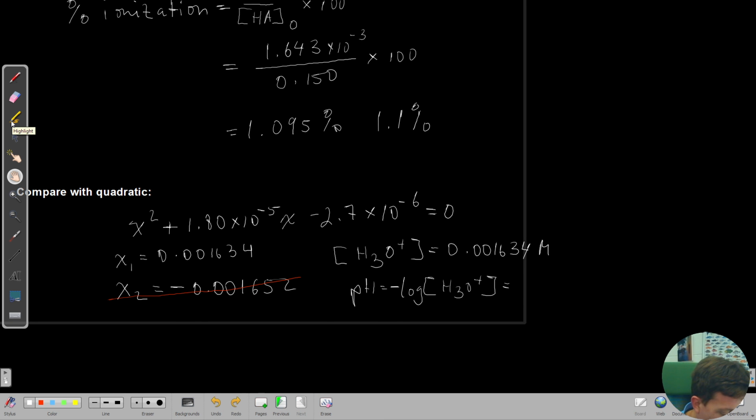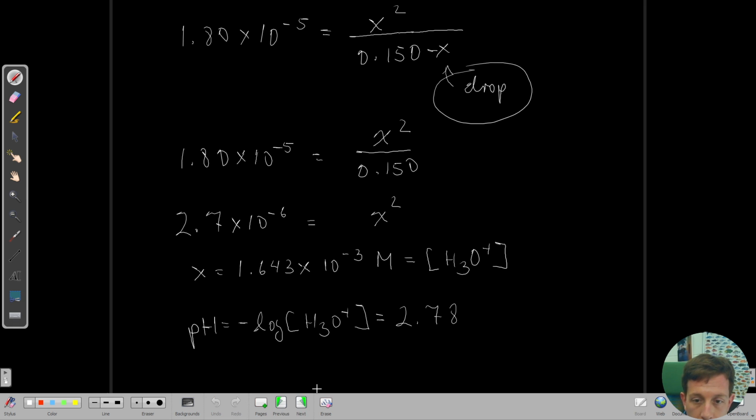And that gives us the answer of 2.79. So only a small difference from what we calculated in the previous step by taking that shortcut. So not a very meaningful difference. Again, if you do make this assumption right here of dropping this x in the denominator, make sure to check that the assumption is valid. And if it is not valid, then you need to use the quadratic.